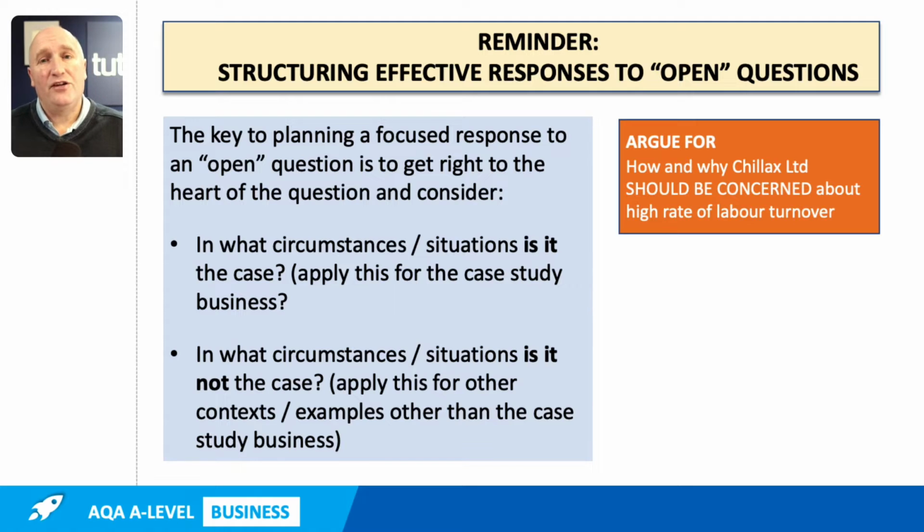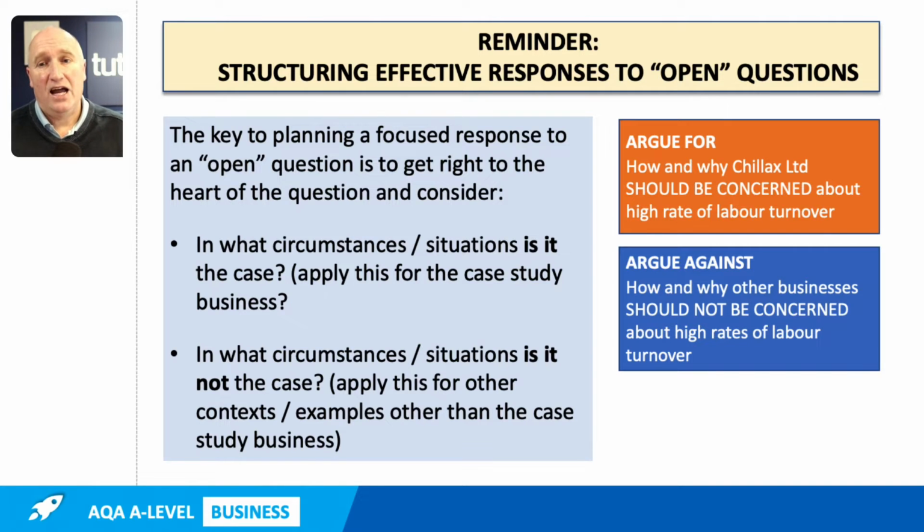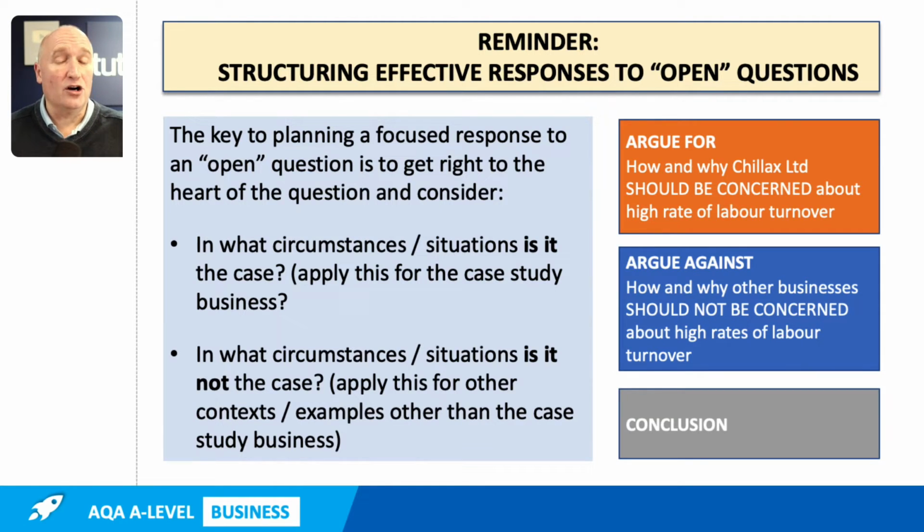That way you're going to get the range of arguments that you need. So for example, you would start off by arguing how and why Chillax should be concerned about having a high rate of labour turnover, and then flip the argument on its head and consider other businesses to address the all businesses aspect, the open aspect. So you would then consider in a paragraph how and why other businesses, not Chillax, ideally other industries, markets or whatever, should not be concerned about having high labour turnover. And then, of course, we need to conclude with a supported judgment based around our arguments that have preceded it.